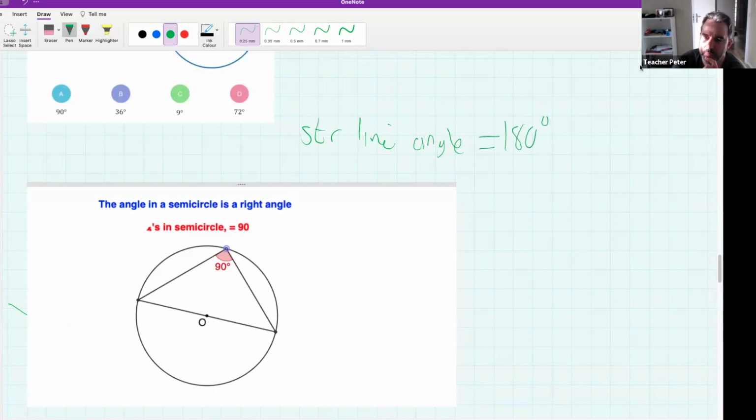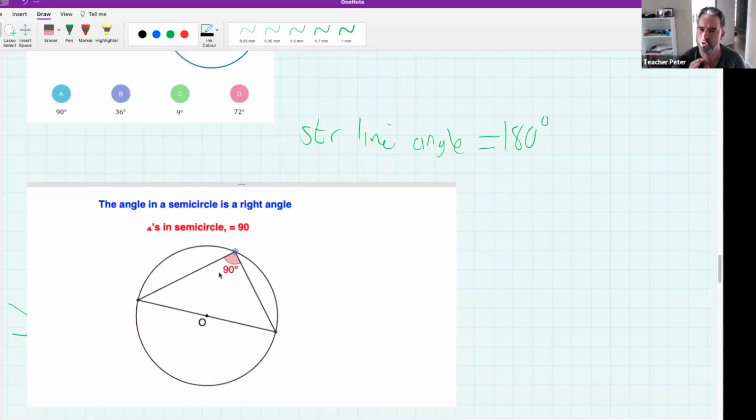180 degrees. But then if the straight line angle is 180, the angle at the center is a straight line angle. So it's 180. And what is half of 180? It's just 90. So that's why when you have a straight line through the center, a diameter, the angle at the center is 180, which means the angle at the circumference is 90. And so whenever you see a diameter subtending an angle at the circumference, it will be 90. And so this is another fact about this.